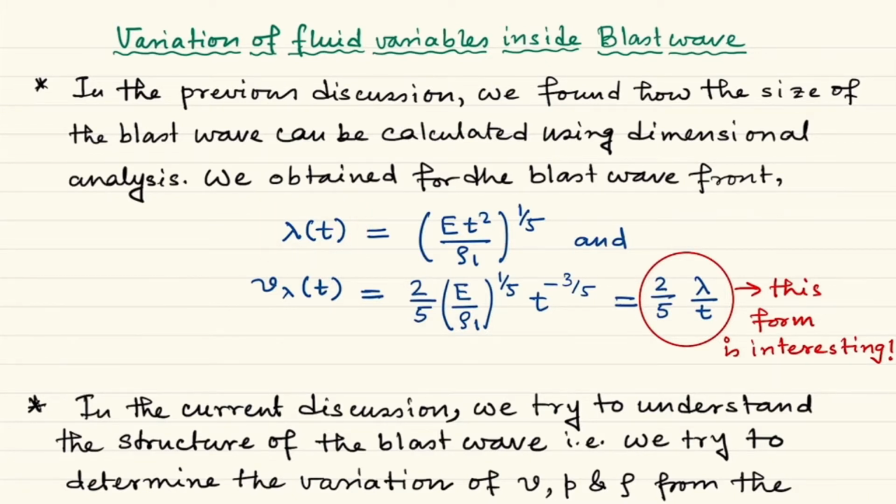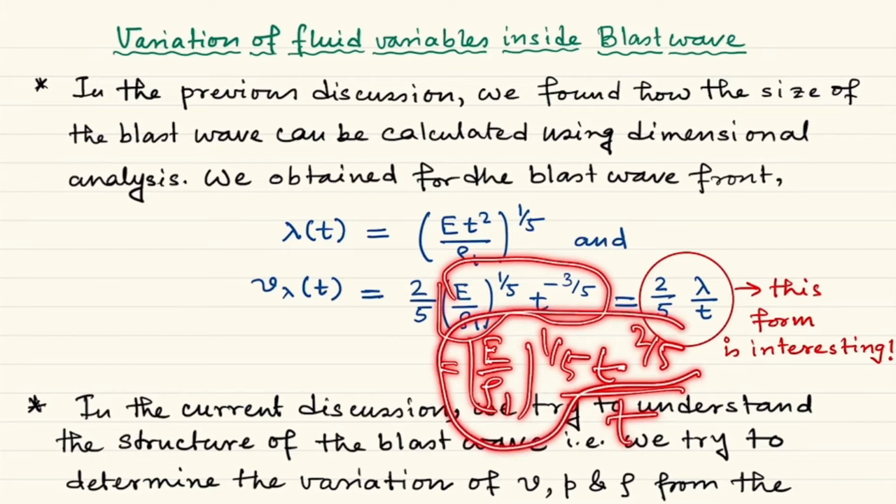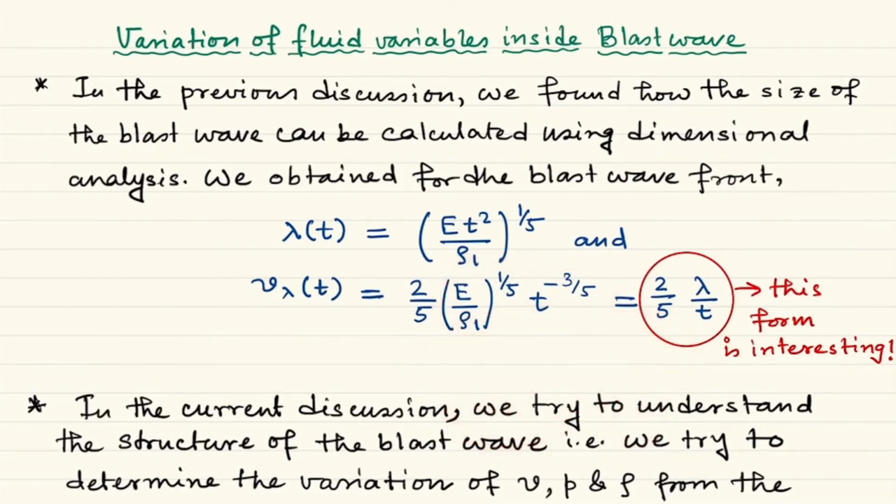But in today's discussion, it will be much more useful if we write this expression in an alternative, equivalent form: V lambda is equal to 2 by 5 lambda by t. Simply, you write (E by rho 1) to the power 1 by 5, then t to the power minus 3 by 5 as t to the power 2 by 5 by t, and then you extract this whole part as your lambda, and this will be then t. Simple. But this form will be very useful for us.